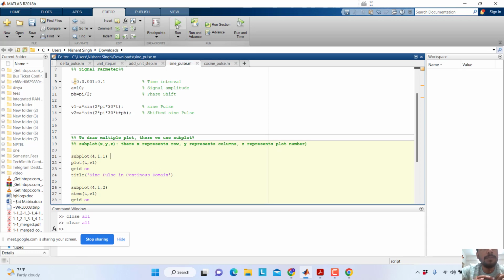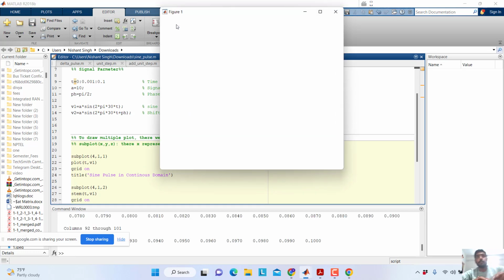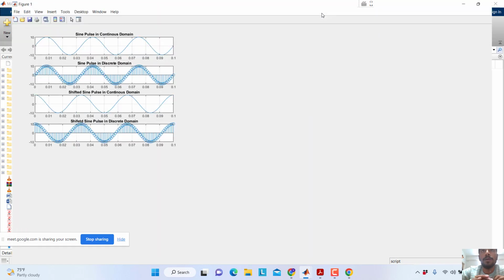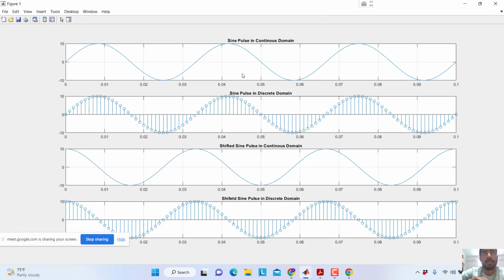Now we will run this code. So there we plotted a sine pulse in the continuous domain. Next we plot the sine pulse in the discrete domain. How can we draw it in the discrete domain?